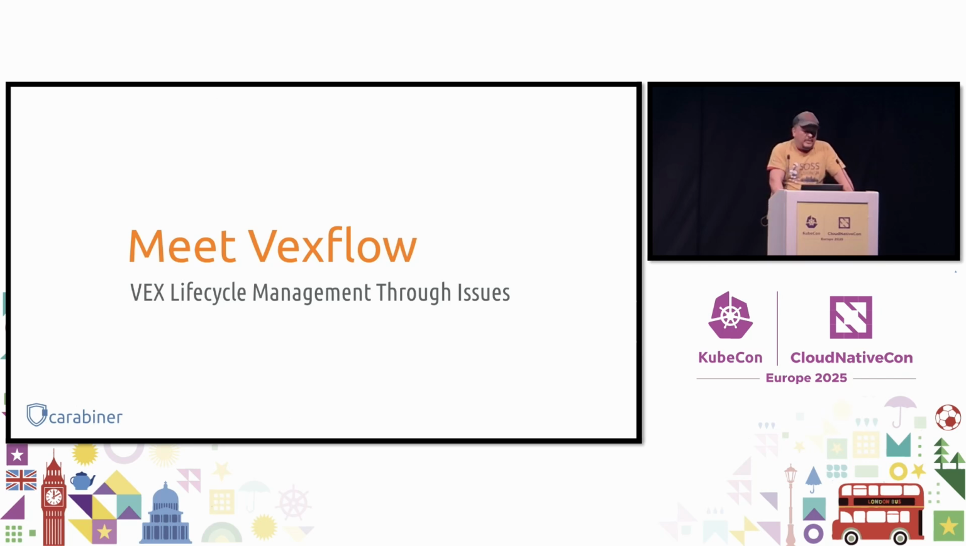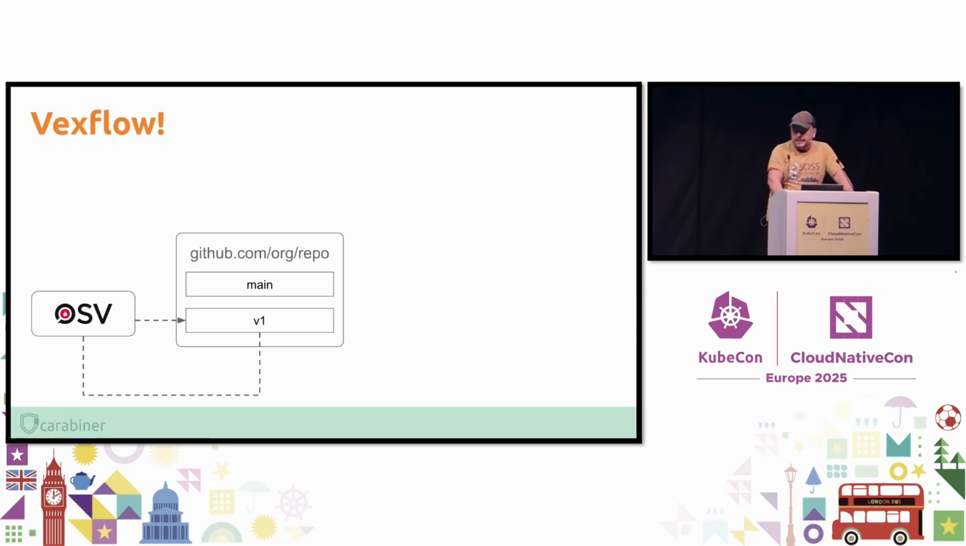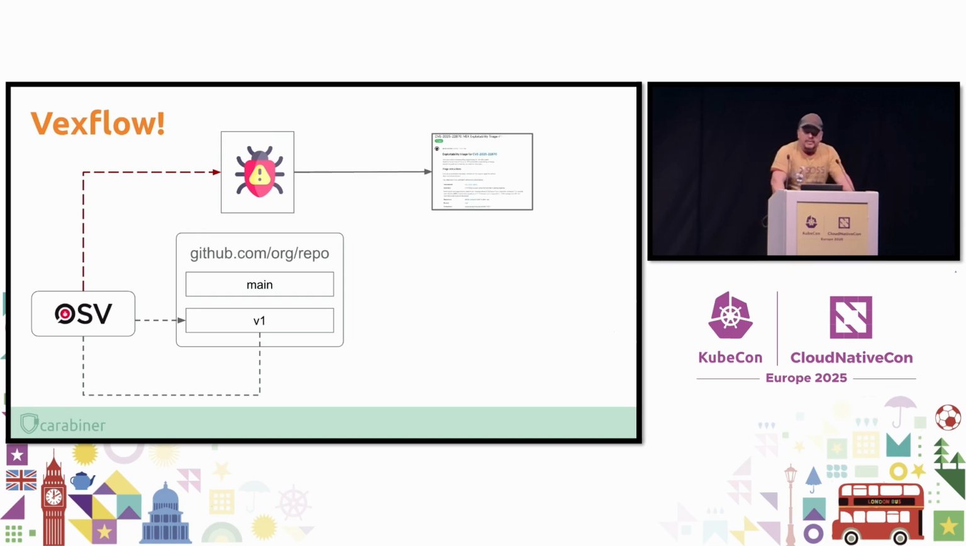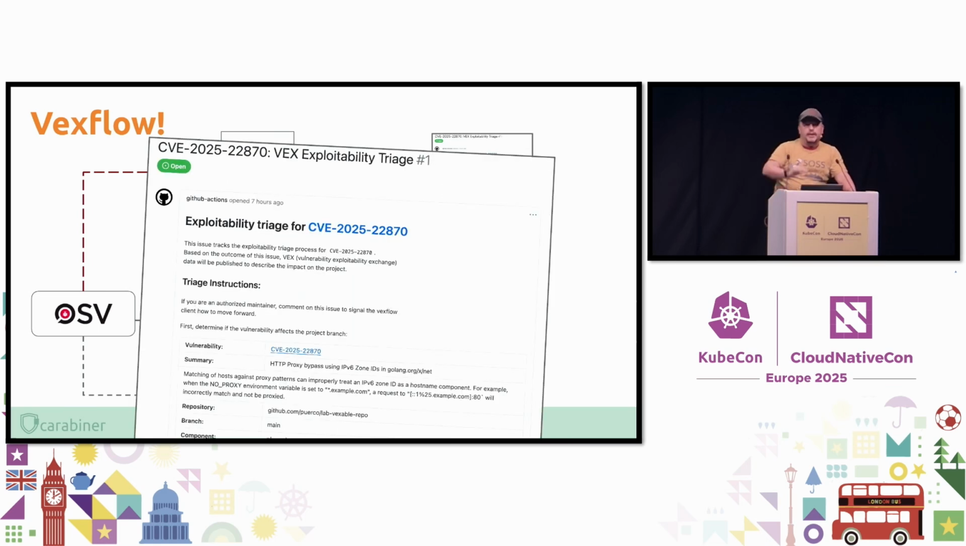And VEXflow is a tool that gives you a ChatOps interface in GitHub issues so that you can handle the VEX lifecycle. And this is how it works. You take a repository, and VEXflow will constantly scan the repository over and over, and at some point it will pick up a vulnerability in your code. And once it finds it, it goes to GitHub and opens an issue with triage instructions.